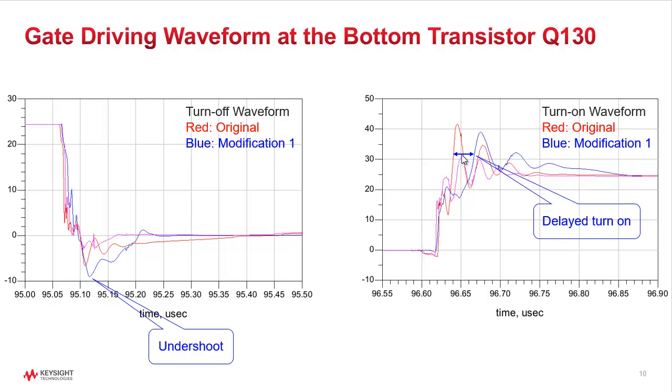You see this gap here, this blue double-headed arrow, is indicating, when we compare the red and blue traces, that we have a delayed turn-on. Now again, ignore the pink trace for now, I'll get back to that. Focus on the red trace and the blue trace and the differences we've introduced.